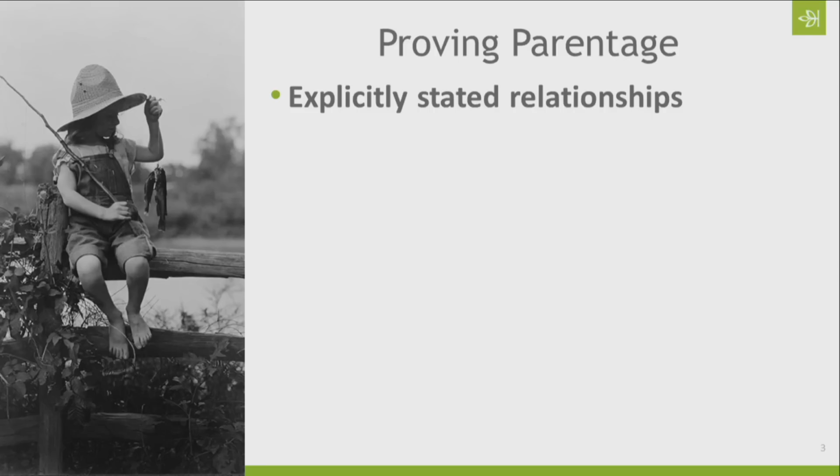So let's talk about those documents or records that explicitly state relationships. The first and probably one of the most vital records for proving parentage are vital records. Vital records are defined as birth, marriage, and death records specifically. So a birth certificate most often is going to explicitly state who the parents are of this individual. Sometimes it might only list the mother. The father's name might be left off.